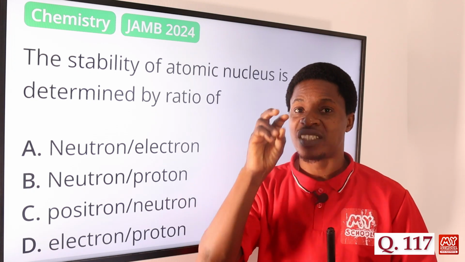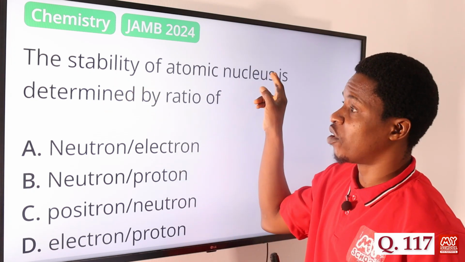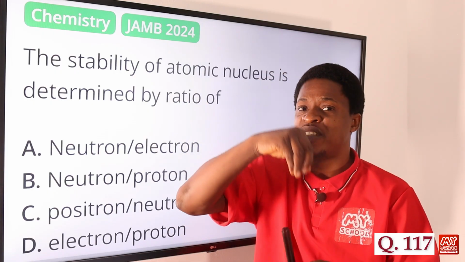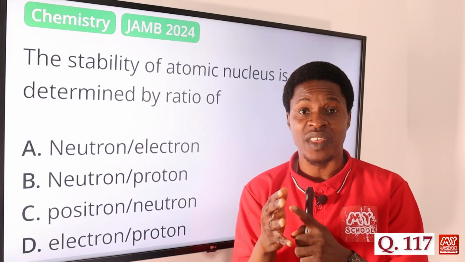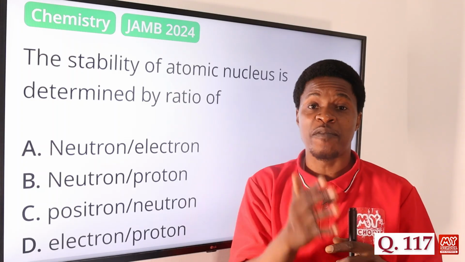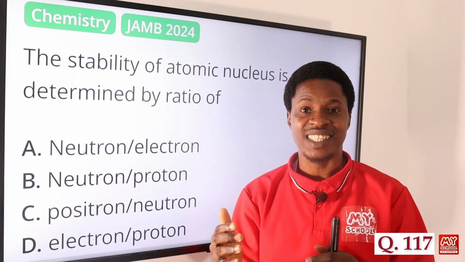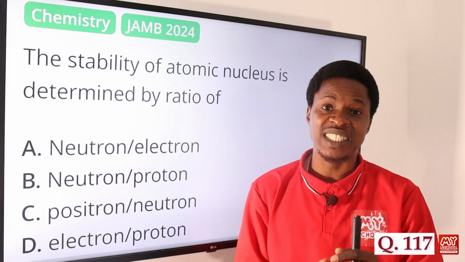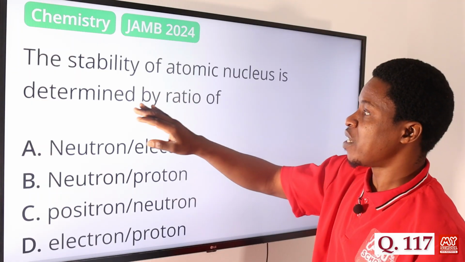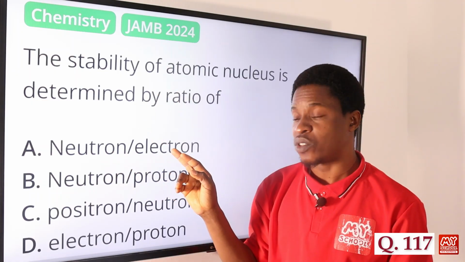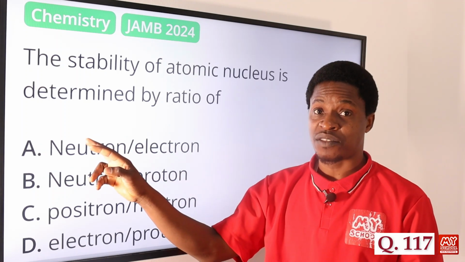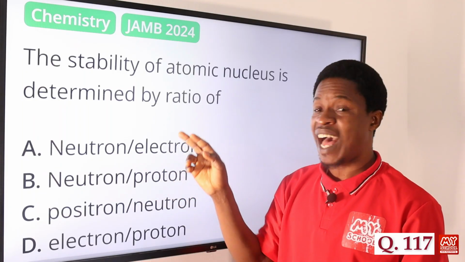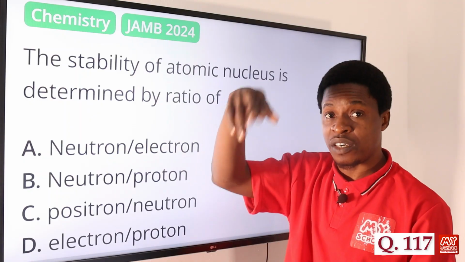So the stability of the atomic nucleus is determined by the ratio of what you have inside of the nucleus, and that is what? Neutron, as well as proton. If the ratio of the number of protons to the number of neutrons is balanced, there is stability. If one is more than the other, there is instability. So is the stability determined by the ratio of neutron and electron? No, because the neutron has a charge of 0, it is neutral, and the electron is negatively charged and is outside the nucleus, revolving around on the shell.